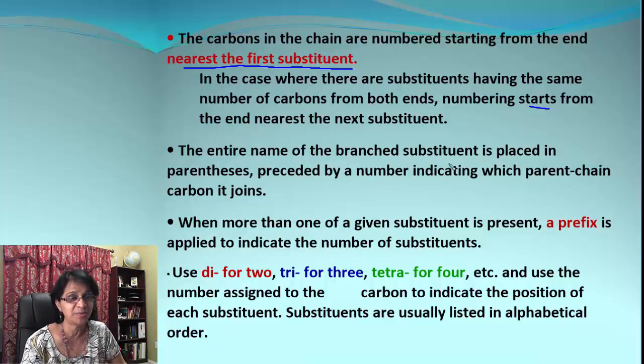When we are naming that branch substituent, we always put that in the name, and then we also put the number of the carbon atom where it is connecting. Now, what happens when we have multiple substituents of the same type? We use the prefix which tells us how many of those groups are there. Like for 2 we use di, for 3 we use tri, for 4 we use tetra, and so on. So if we have 2 methyl groups, we can easily use the word dimethyl. If you have 3 chlorine groups, we can say trichloro, and so on.